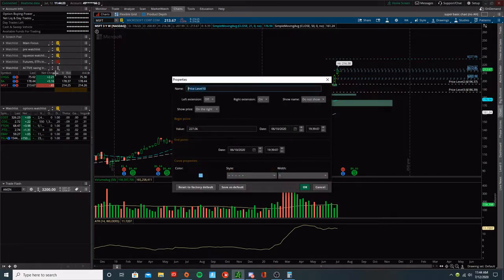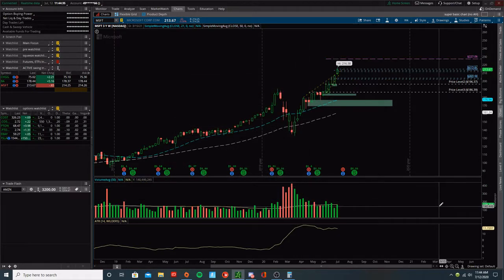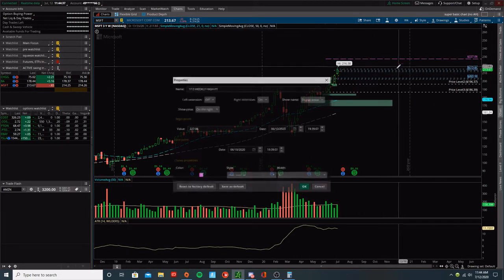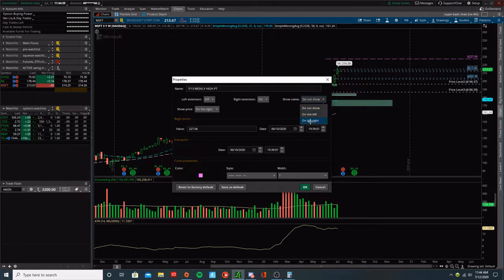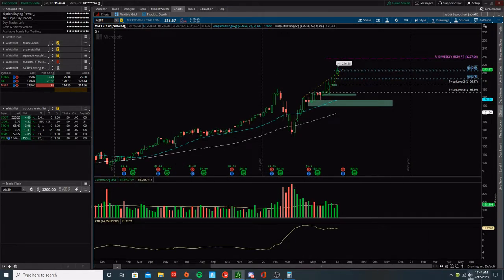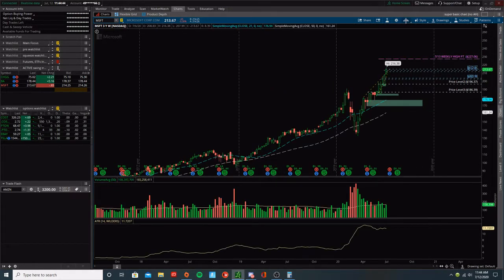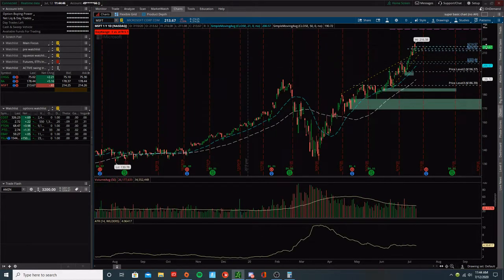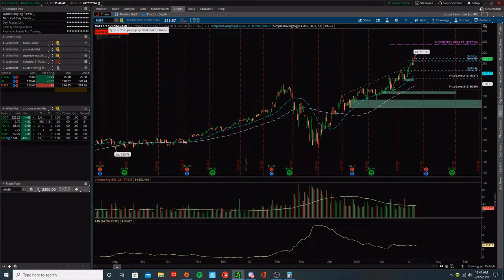But this is just a level, and because we're going into the week of the 13th, I would call it 713 weekly high price target. I'll make this a different color and a different style, and I would turn on name. There we go. So that would be my weekly price target for Microsoft.